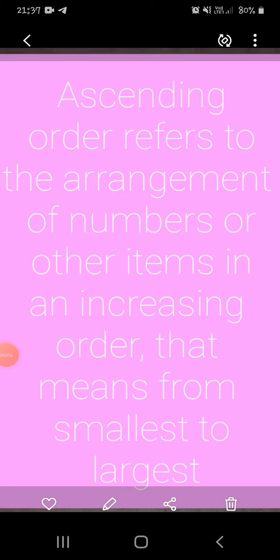Hello students, good morning. Our today's learning objective is ascending order, to identify, analyze and arrange the given numbers in ascending order.